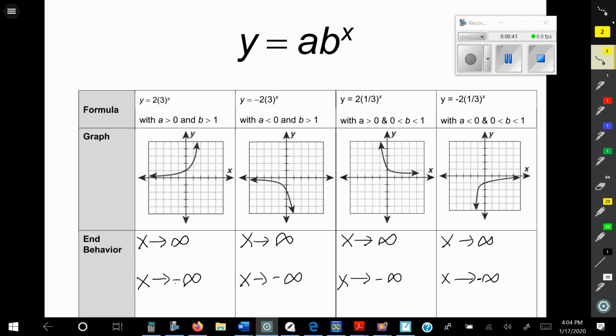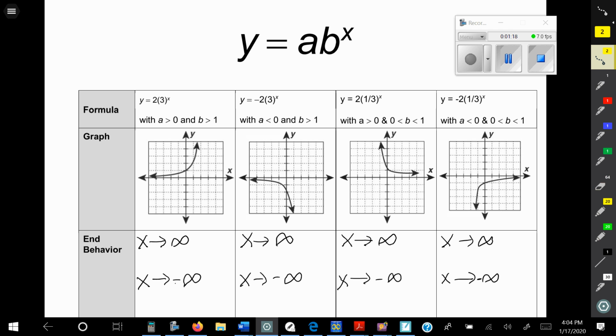So when your a is greater than 0 and your b is greater than 1, you get a shape like this. When your a is negative and your b is greater than 1, you get a shape like this. When your a is positive, but your b is between 0 and 1, a fraction, your shape looks like this. And when your a is negative and your b is a fraction, you get a shape like this.